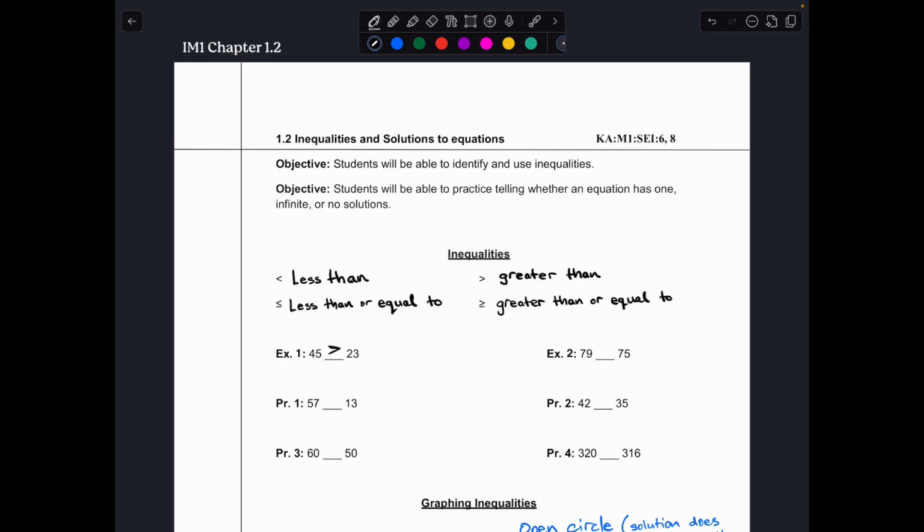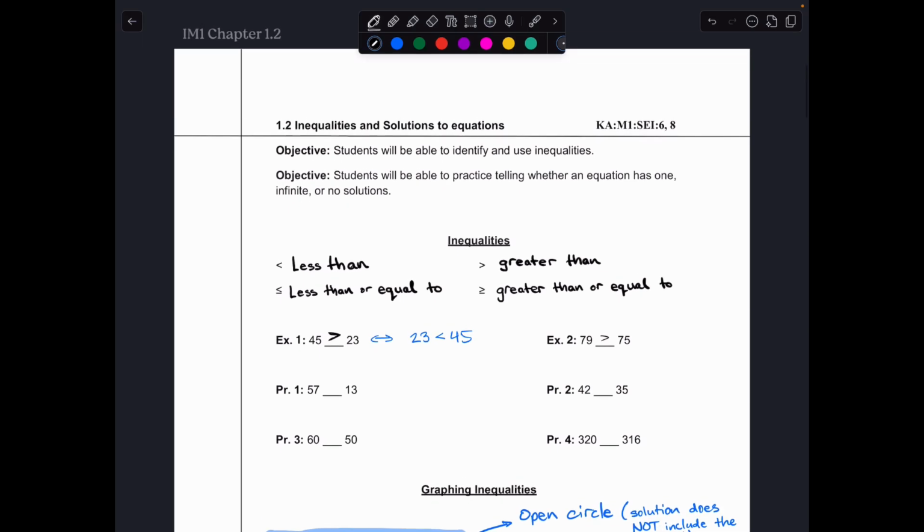One thing to note here is that this inequality means the same thing as, we can make it a less than statement if we wanted to. We just change the numbers. 23 is less than 45. Those two inequalities communicate the same exact thing. Let's try example 2. 75 or 79, and we're comparing it to 75. 79 is definitely greater than 75, right?